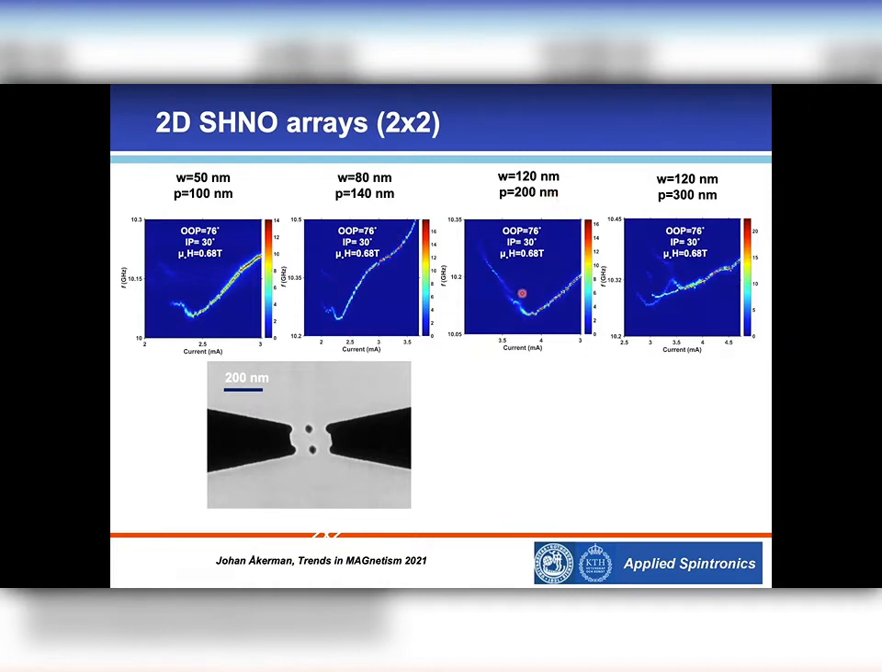At 200 nanometers, they stay maybe individual a little longer, and definitely at 300 nanometer separations, there is a wider range of frequencies and currents where we can see individual signals, and only at the highest currents do they fully synchronize. So we can already here in the 2x2 array see that the coupling depends on how far apart the oscillators are. But other than that, they show more or less the same type of non-monotonic behavior.